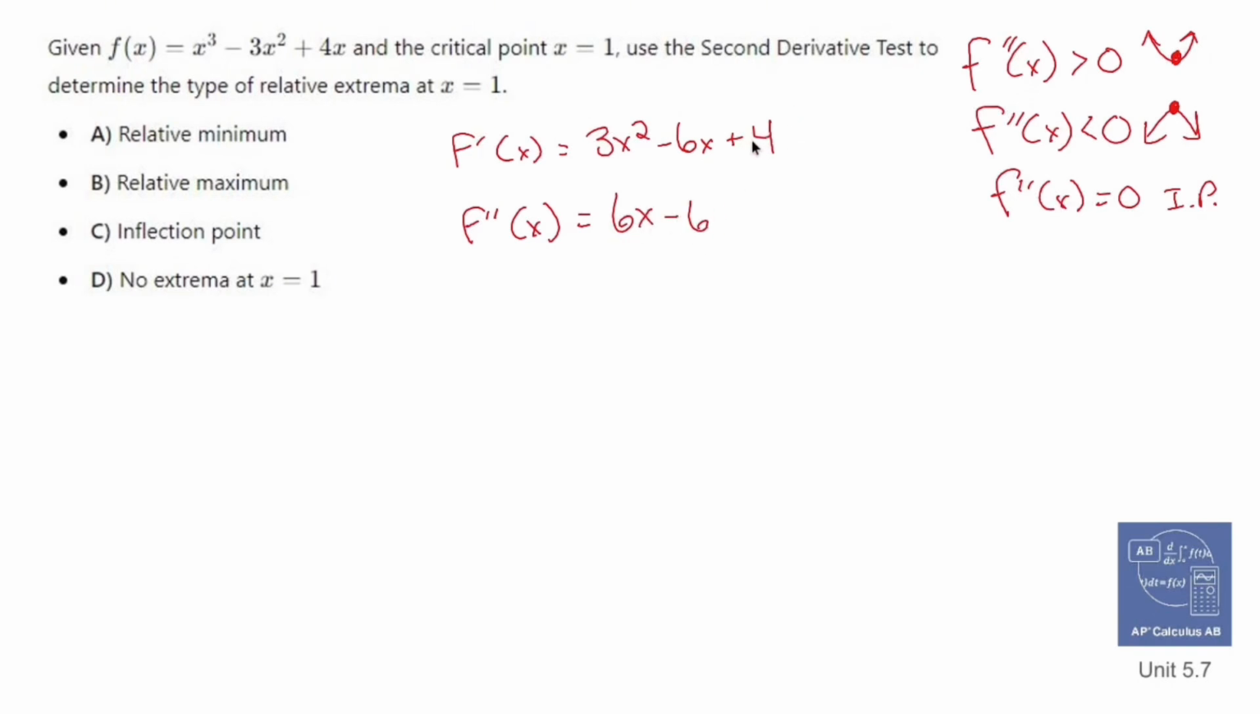Now what I do is I take my point, x equals 1, and I plug that into f double prime of x. So 6 times 1 minus 6 is 6 minus 6. It's 0. It's an inflection point. Oh, duped. We got duped. But that's how you do it.